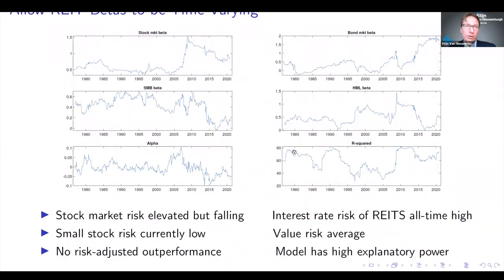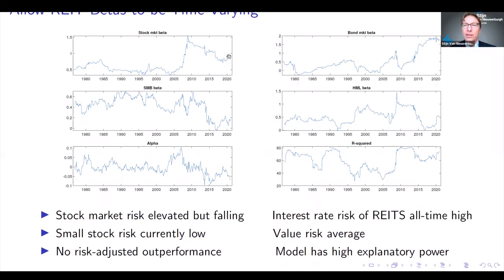So we can now combine that information on volatilities and correlations into a time varying beta estimate. And here are these four betas, the betas of REITs with respect to stocks, bonds, small stocks, and value stocks, plotted over time. Again, the main message here is that there's a lot of time variation in these risk exposures. In particular, the stock market beta, the amount of stock market risk of REITs, was around 0.5 and fairly stable over time until the great financial crisis, but then shoots up and never came all the way back down to its pre-crisis levels.